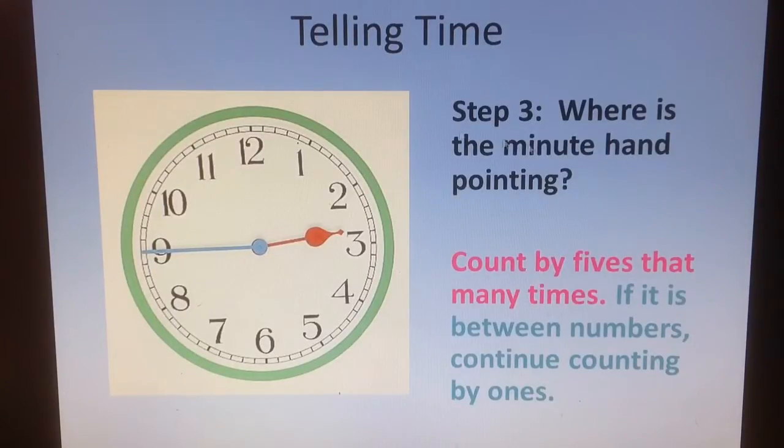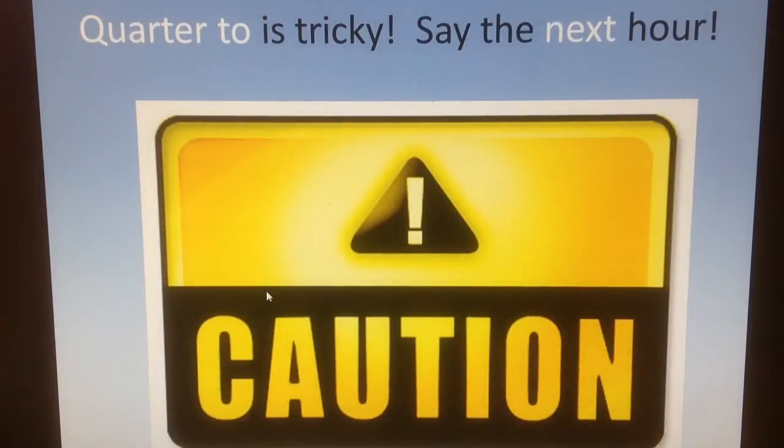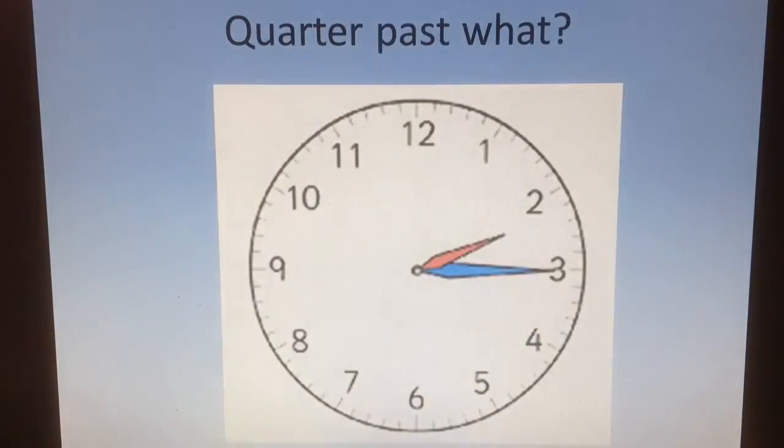And there it is again. We can do it the other way. We can count by fives and say 5, 10, 15, 20, 25, 30, 35, 40, 45. We know the minute's 45. And if we do it that way, we do say the lower number. We could say that this time is 2:45 or quarter to 3. Quarter to is tricky. Say the next hour.